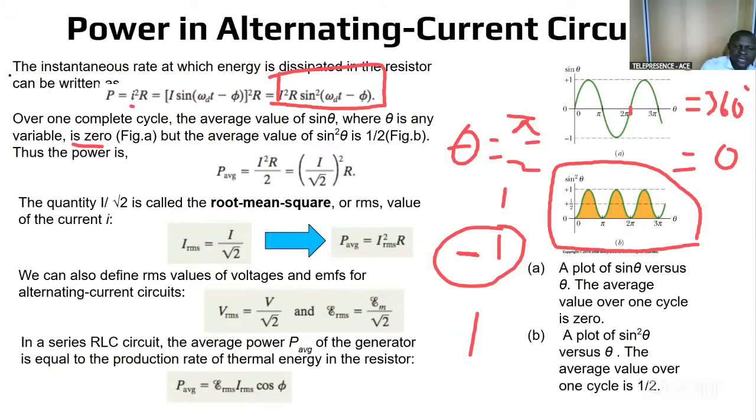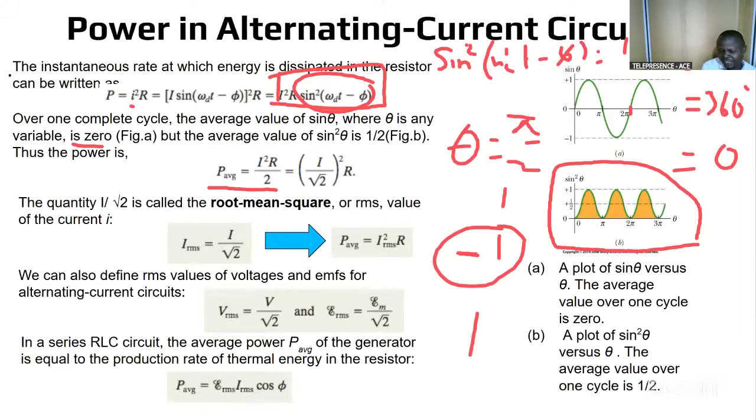So here we can now rewrite power. We write power as I squared R over 2, because the whole of this, sine squared (omega D t minus phi), is half. That's the average value. If you replace this with half, then the equation will be reduced to this.